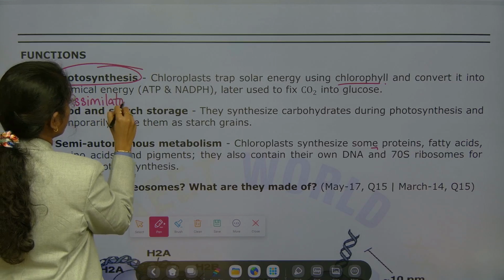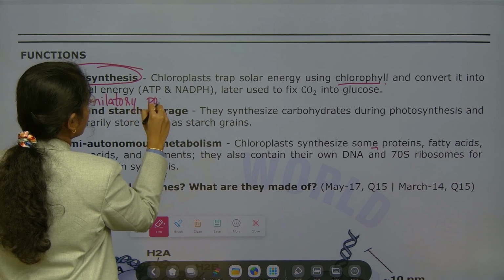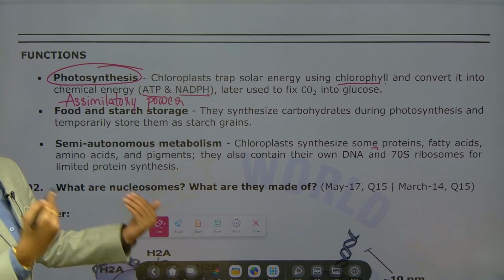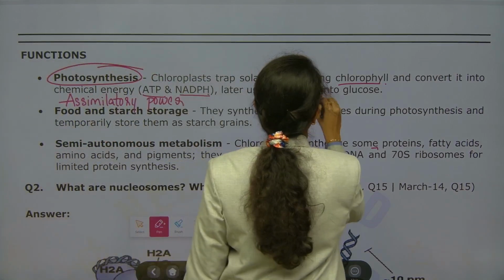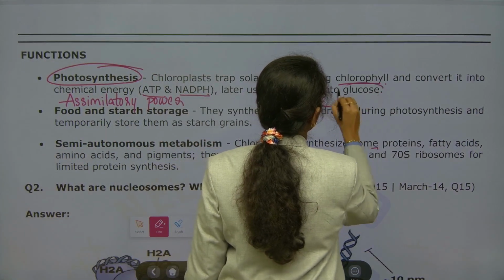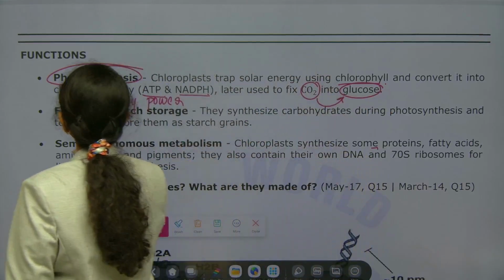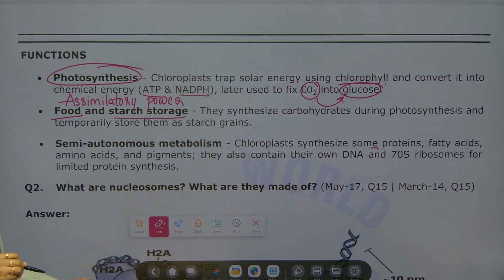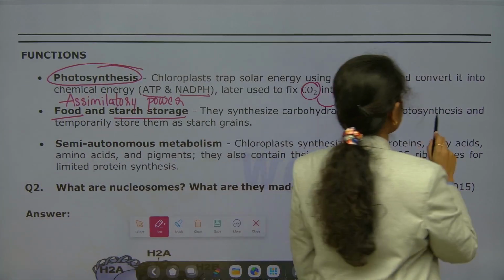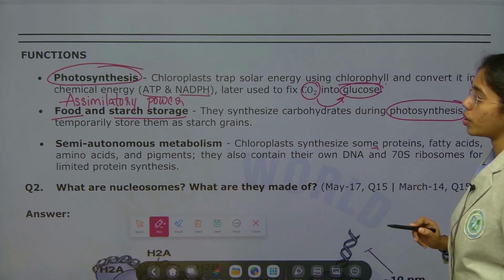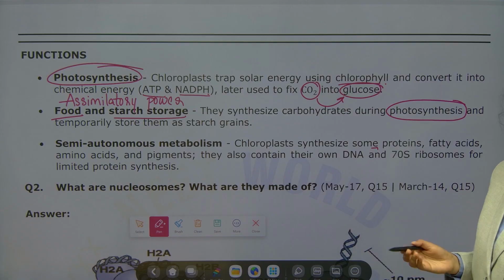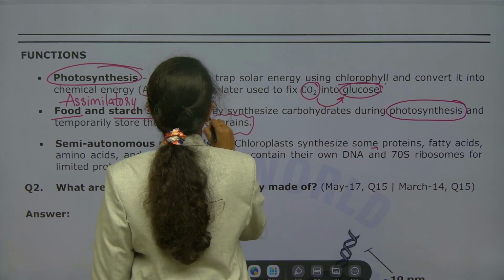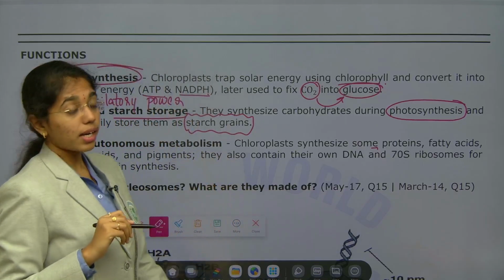Assimilatory power, which includes ATP and NADPH, is later used to fix carbon dioxide into glucose. Fine, right? Next is food and starch storage. They synthesize carbohydrates during photosynthesis, and temporarily they will store them as what? Starch grains. Temporarily they will store them as starch grains.